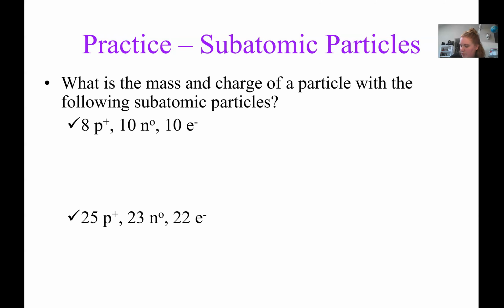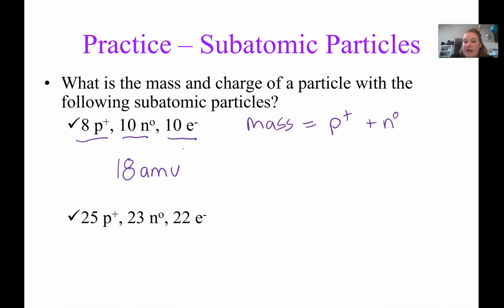So a couple little quick practice questions here, and we will do more of these during our Zoom time. It says, what is the mass and charge of a particle with the following subatomic particles? In that first example, we have 8 protons, 10 neutrons, and 10 electrons. To figure out the mass, we're going to add up the protons and the neutrons. We don't need to include the electrons because they don't weigh enough to make a difference. So this particle would have a mass of 18 AMUs because they each weigh 1 AMU.